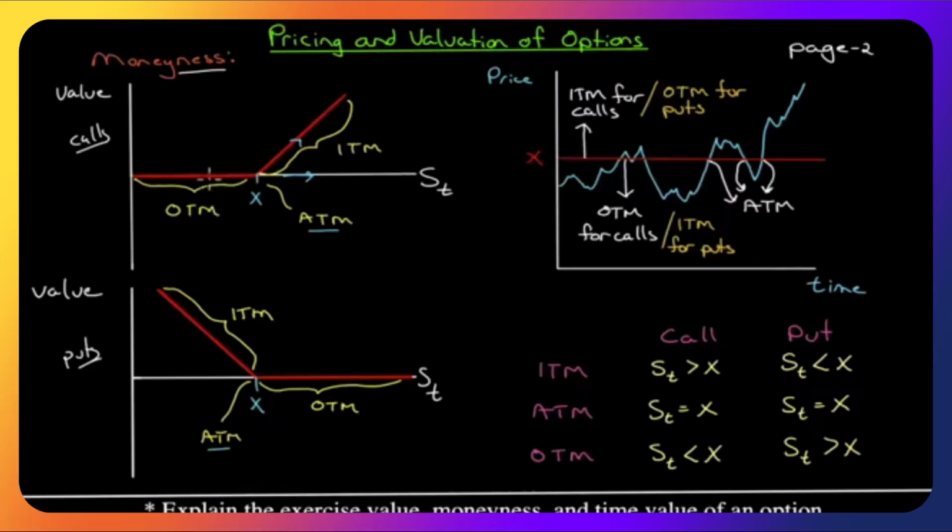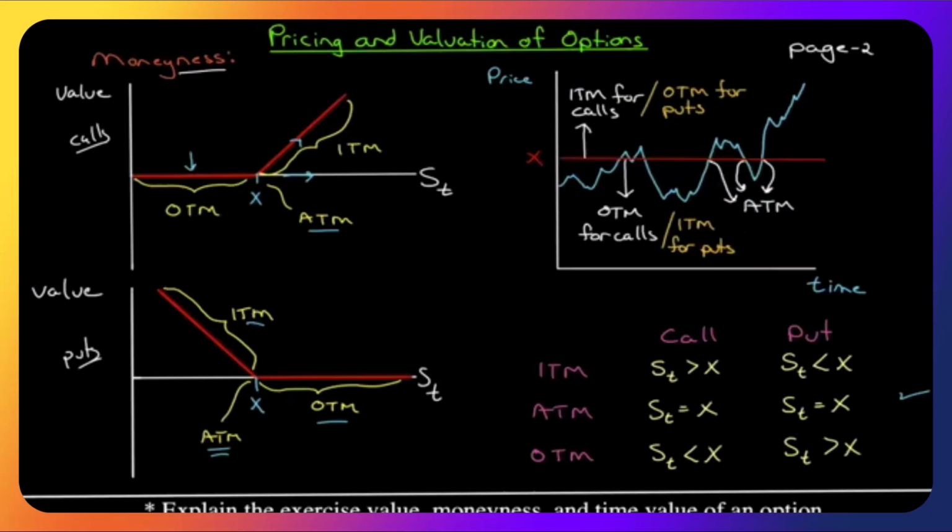And for the call, if the stock price, this line here is ST, right? If the stock price is below the strike price, we say that it is out of the money. And it's the opposite for puts. Here's our strike price. If the stock price is above the strike price, it's out of the money because a put only has value below the strike price, right? So that would be in the money, and of course, if it equals X, it's at the money. Here it is summed up for you nicely.